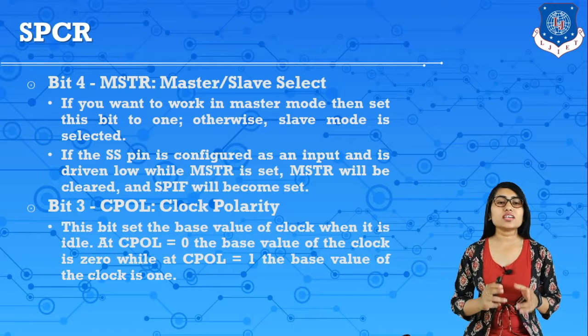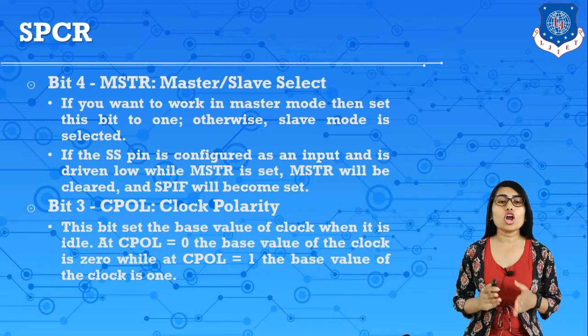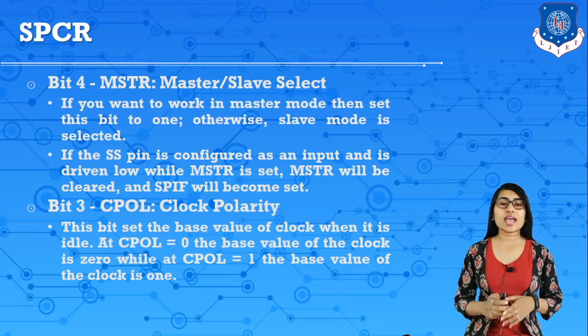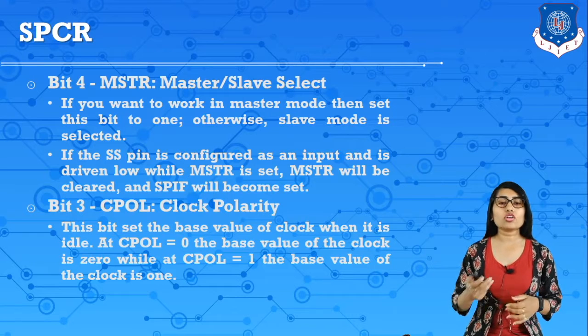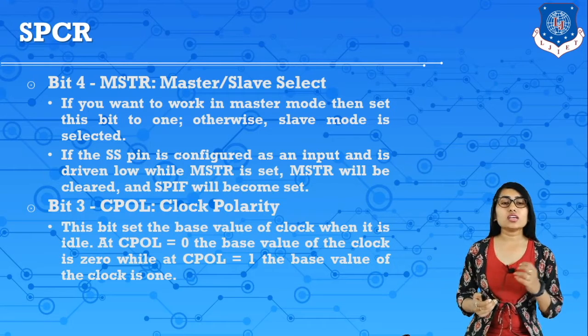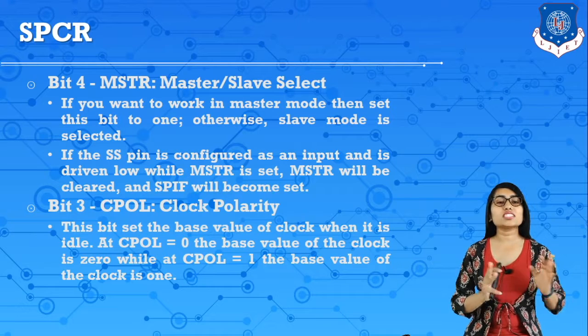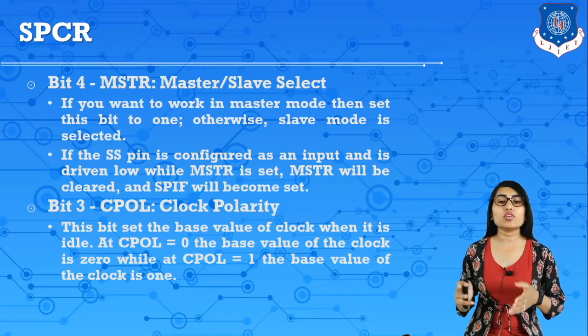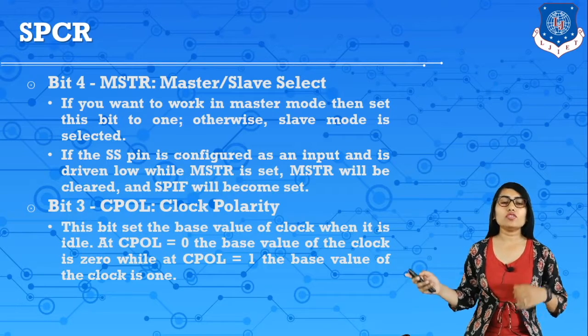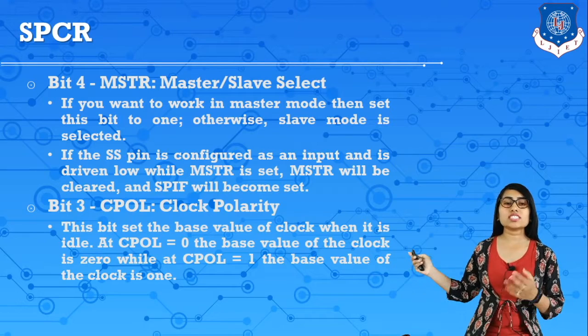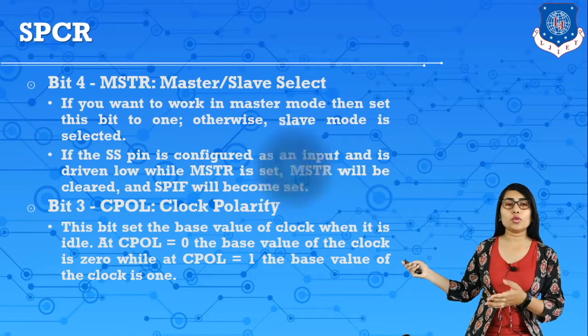Now next is CPOL, that is clock polarity. This bit sets the base value of the clock when it is idle. If CPOL is 0, then the base value of the clock is 0, while if CPOL is equal to 1, then the base value of the clock is 1. So this is CPOL for clock polarity.